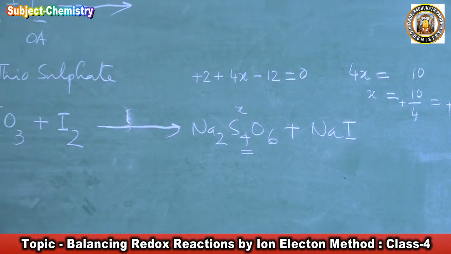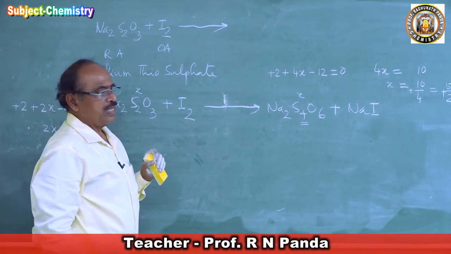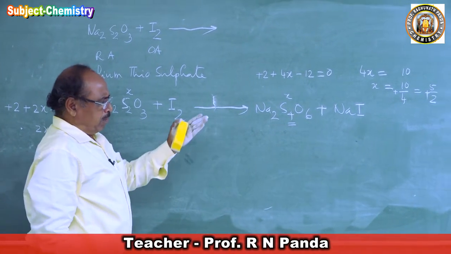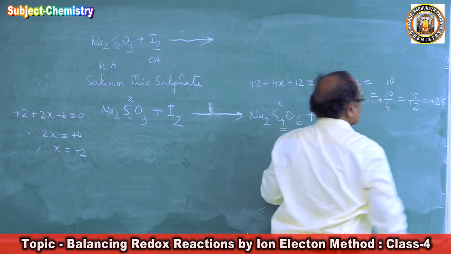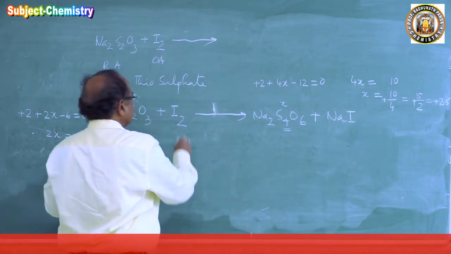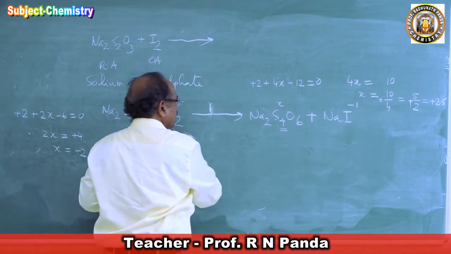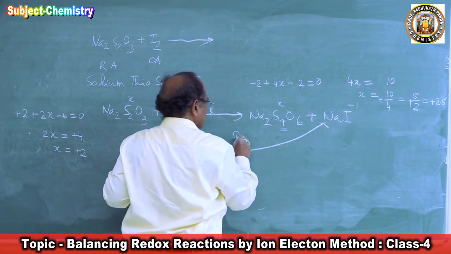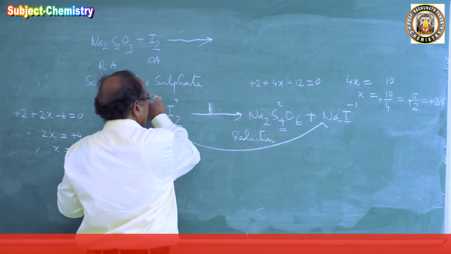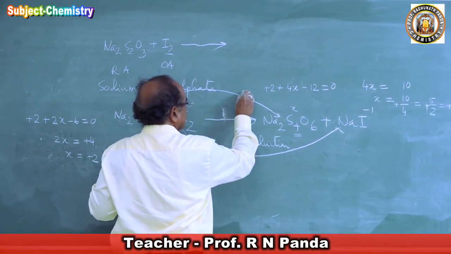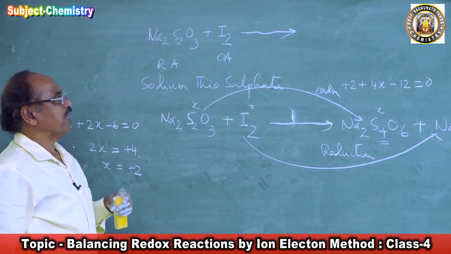So sodium thiosulfate is oxidized by iodine to sodium tetrathionate. This 5 by 2 comes to +2.5. So the oxidation number is increasing, and iodine is 0 and it becomes I minus. So the reaction of iodine to iodide is a reduction reaction, and sodium thiosulfate to sodium tetrathionate is an oxidation reaction. So this is the chemistry behind this reaction.